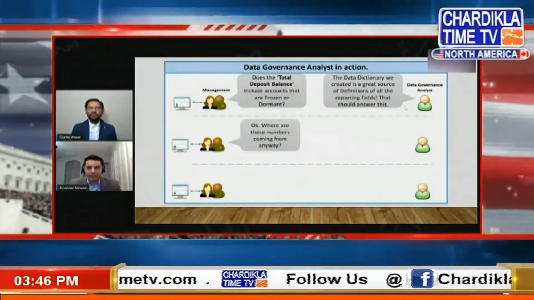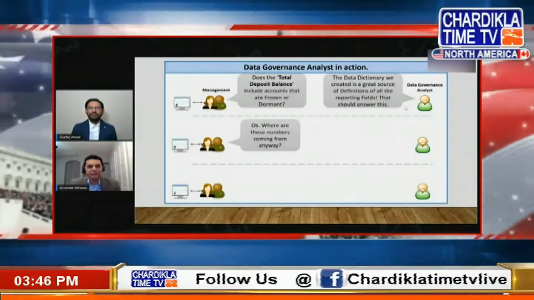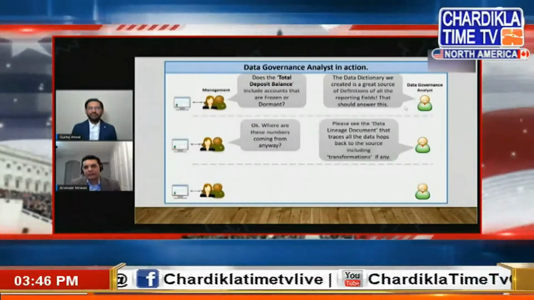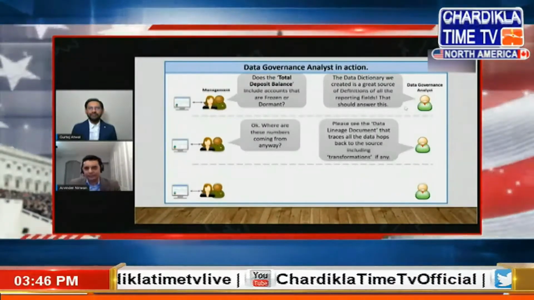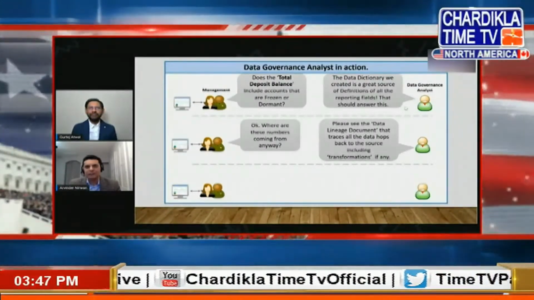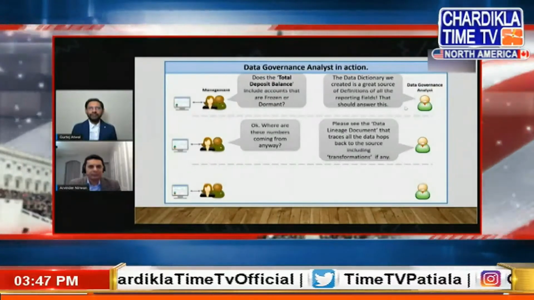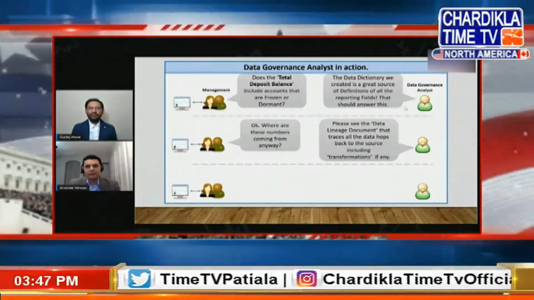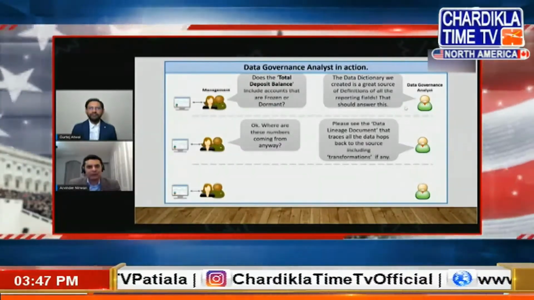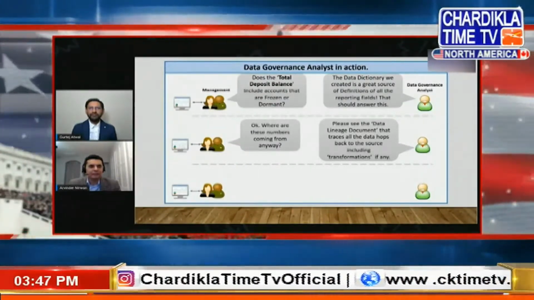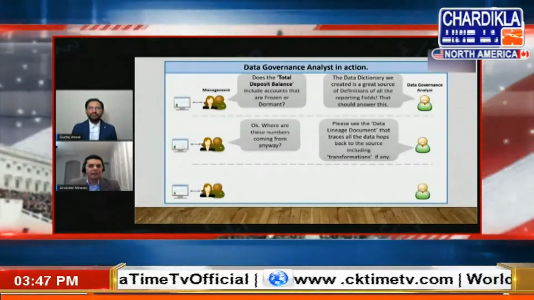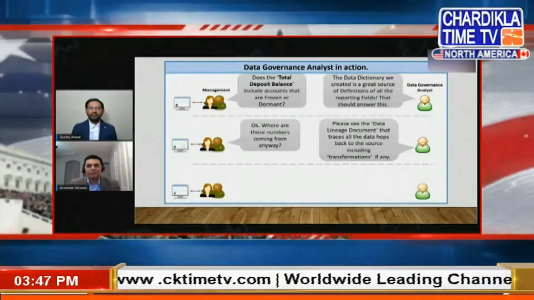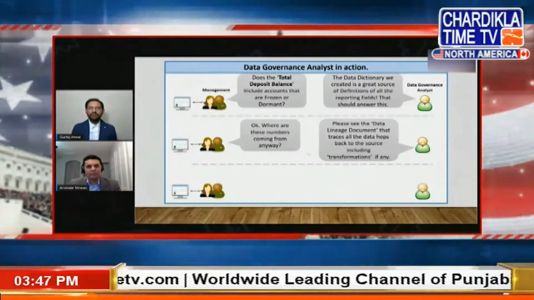The management goes, "Okay, then where are these numbers coming from anyway?" They want to know the source of these numbers, right? And the analyst says, "Hey, we have a lineage document that traces all the data hops." We talked about those 5 hops, Gurtej, and there is some documentation out there. There has to be one, because if these guys are looking at some numbers, there has to be traceability back to the origin, right? In case there's a question, one should know where those numbers are coming from.